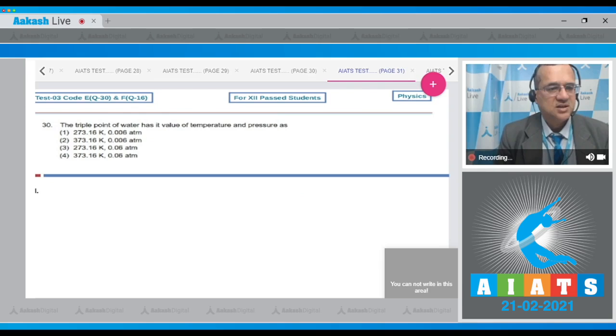Question number 30: the triple point of water has its value of temperature and pressure as. Now this is just a fact-based question and you have to remember this data. This is given in NCERT also. So the answer to this question is 1.